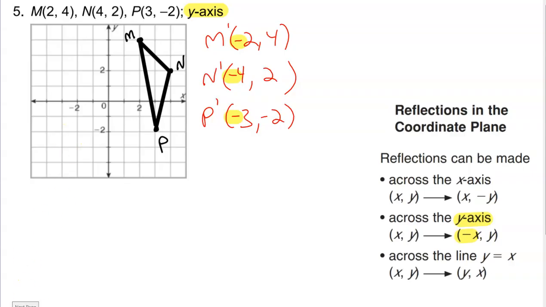Another way to do it is just to count each one. So I'm going to count 2 toward the y-axis, and then count another 2 for my first point. Here for the N, I'm going to count over 4, and then another 4. And for the P, count over 3, and then another 3. And that gets me my new shape, or our rigid motion here, showing that it's reflected over the y-axis.